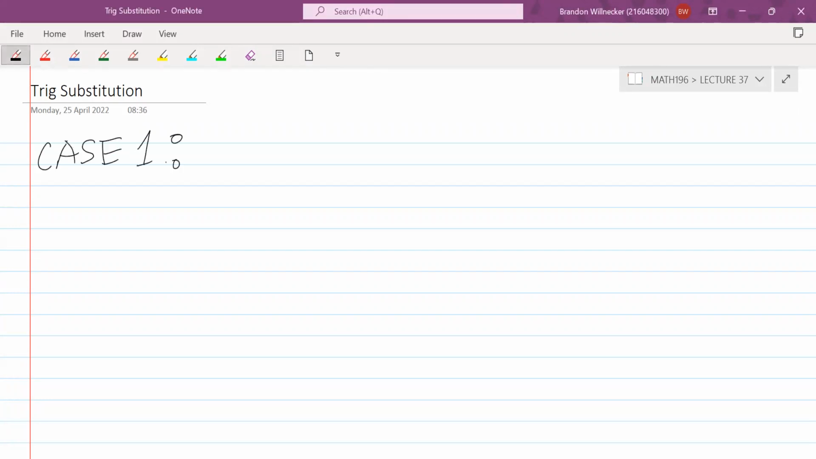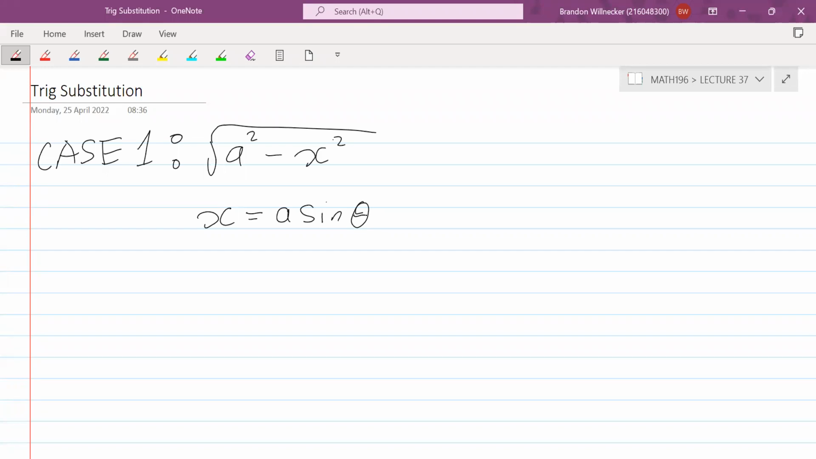For case 1, we are looking for integrals that have the following term. It's something like the square root of a constant minus x squared. If something like this appears in your integral, then you're dealing with case 1. For case 1, we need to make the substitution x is equal to a sine theta. That's the substitution we're going to make.